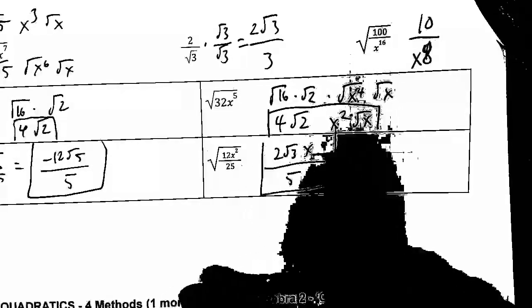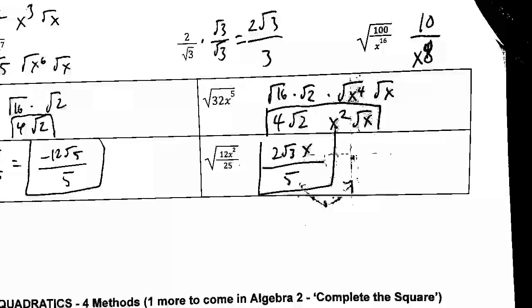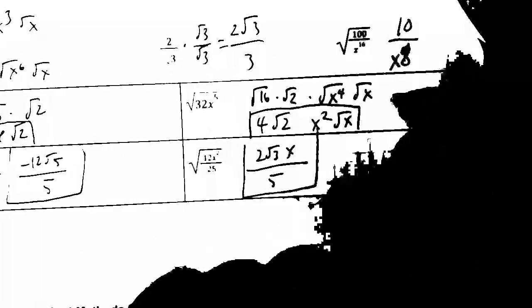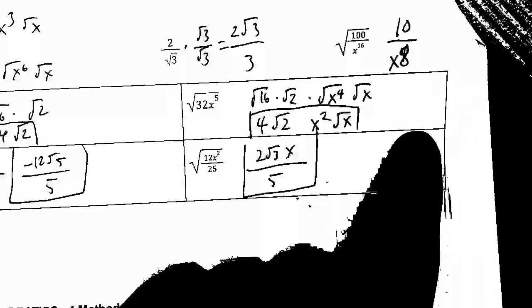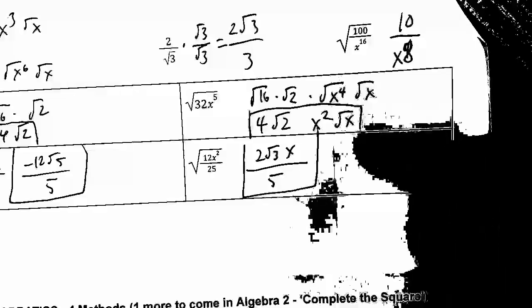No. Numbers together, variables together. Why? That's just the way we do it. It's okay if you do it the other way, I'm not going to take your points off for that, but in general, numbers together, variables together. Oh, I see what you're saying, Devin. You could write this as 4x square root 2x. That's fine with me if you write it like that, but I prefer this notation.